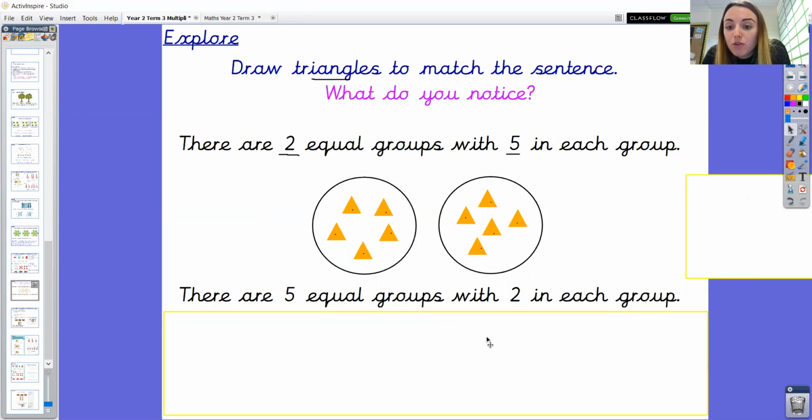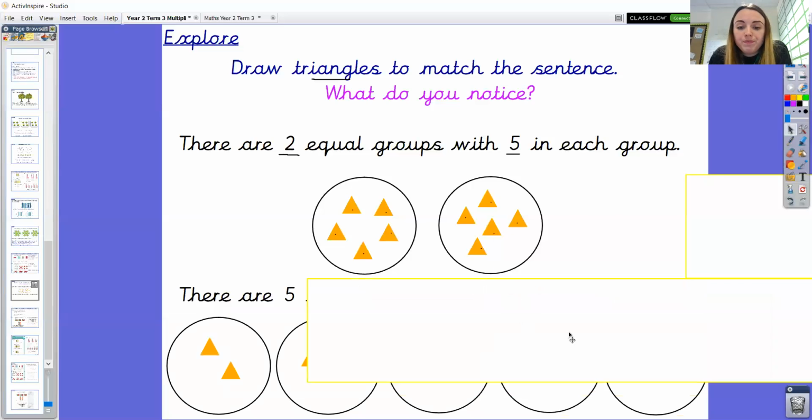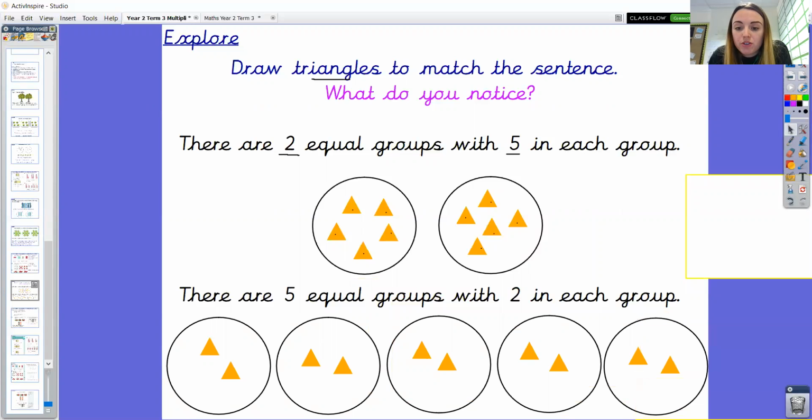There are 5 equal groups with 2 in each group. So I have drawn 5 circles to represent the 5 equal groups. 1, 2, 3, 4, 5, with 2 in each group. And as you can see, I'm just checking that there is the same amount in each group to make sure that they are equal. So let's have a think about what the digits represent in this sentence because it's different to the last one. What does the digit 5 represent?